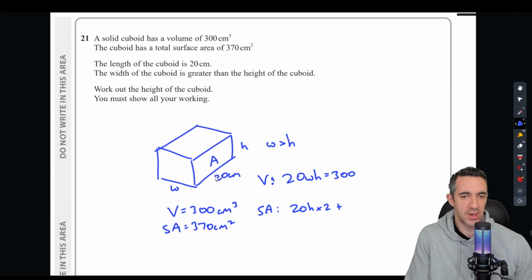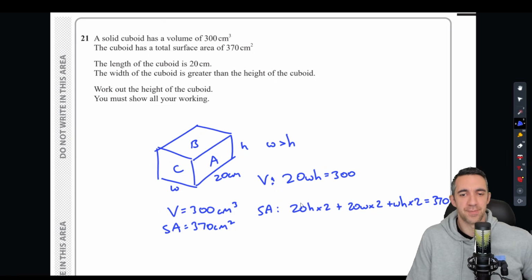Plus 20 times W, that would be my top here. So 20W, and there'd be 2 of those because there's the bottom as well. And then C, obviously, is this one, which is then WH. So plus WH, and then there's 2 of those, so times by 2. So that's my surface area. So I've got all 3 faces, but then 2 of each. And my surface area is 370. So there's my equations. So now I just see what I can do with that.